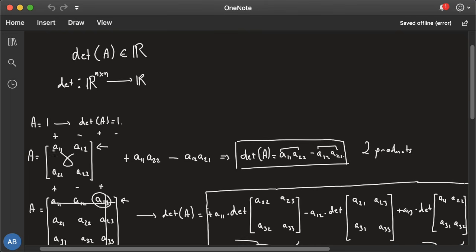That is, if we've got the following 2 by 2 matrix, a11, a12, a21, a22, then the determinant is just a11 a22 minus a21 a12. That is, we do the difference of the cross products.